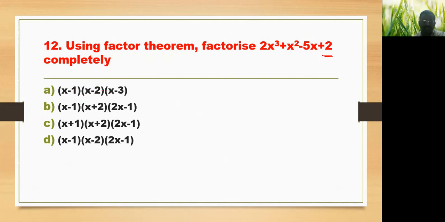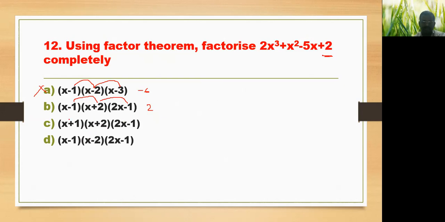So observe here in the first option, minus 1 into minus 2 is plus 2. Plus 2 into minus 3, I get minus 6. But I have here plus 2. Therefore, the first option is wrong. Now I go to the second option, minus 1 into 2 is minus 2. Minus 2 into minus 1 is plus 2. So there is a chance, because another two options are there.